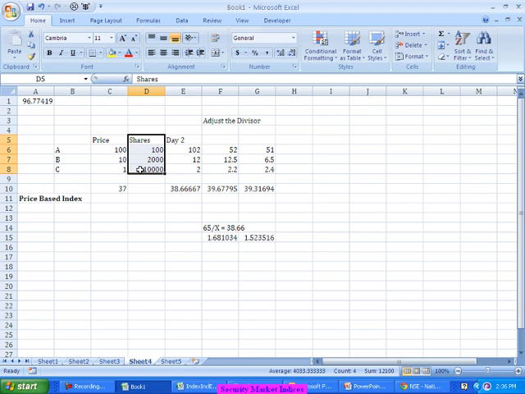I have to manually do the adjustment to the divisor every time, and the same logic will hold true if I am removing C and replacing it with D. Now, because we have to re-examine at regular intervals which companies should be in the index and which should not, let's say I decide to remove C and put D. My intention is to remove C and replace it with a D whose stock price is 25.